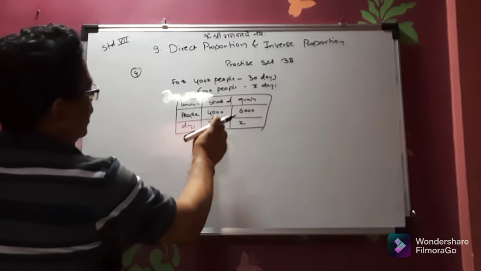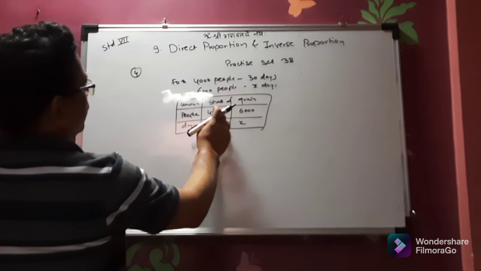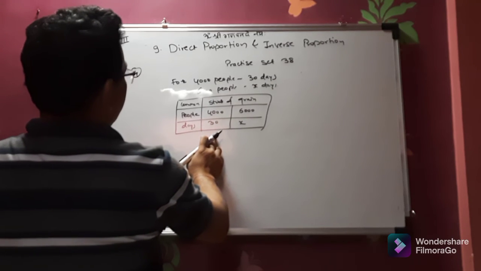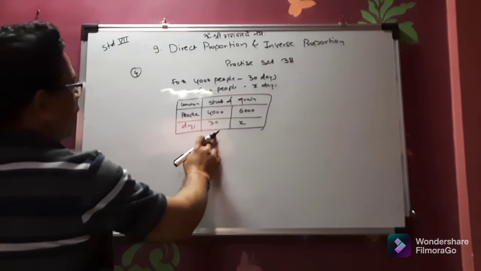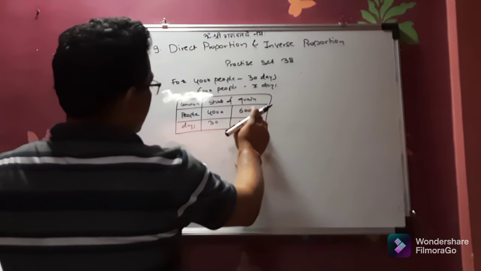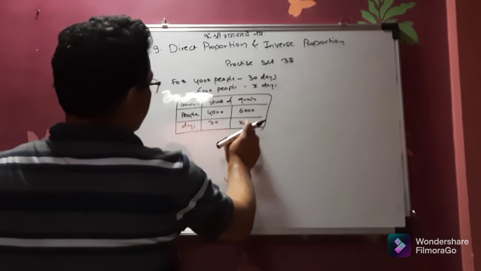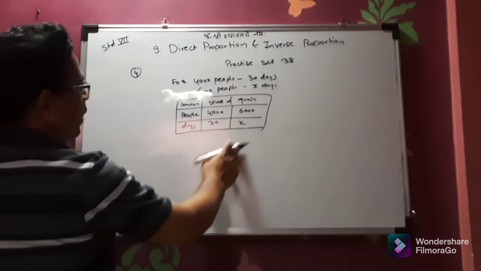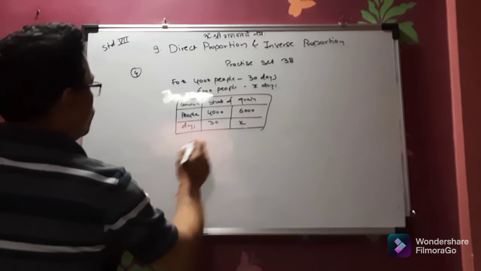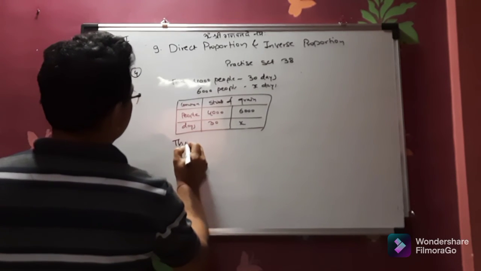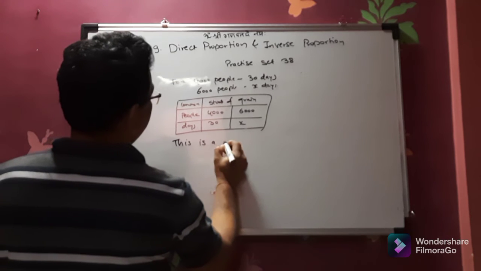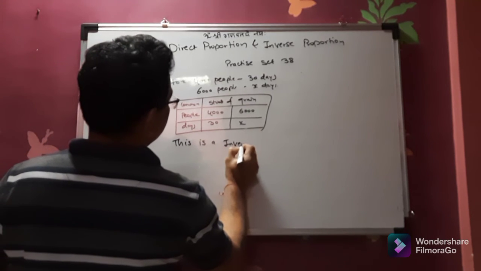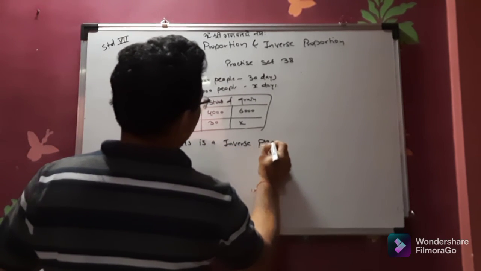So when there are fewer people, more days are there for the stock of grain. But when the number of people increases, definitely the stock of grain will get reduced. So this is an inverse proportion.